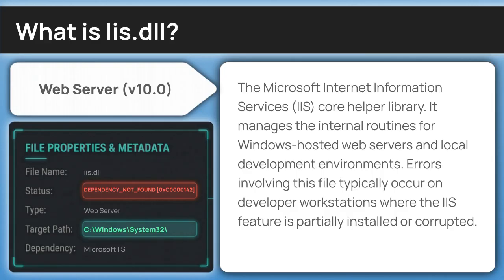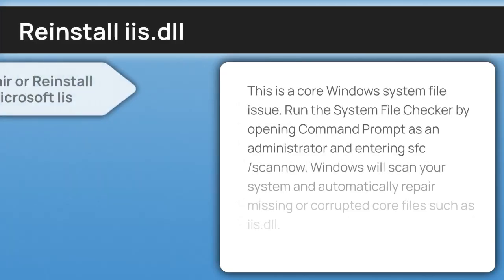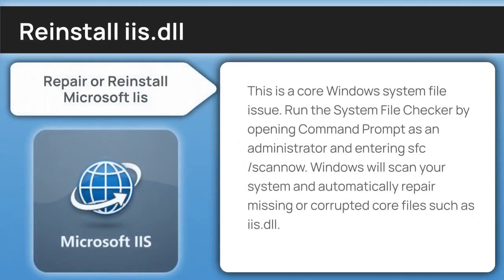Now let's apply the fix by reinstalling the shared system library. This is a core Windows system file issue. Run the system file checker by opening command prompt as an administrator and entering sfc /scannow. Windows will scan your system and automatically repair missing or corrupted core files such as Internet Information Services module DLL.